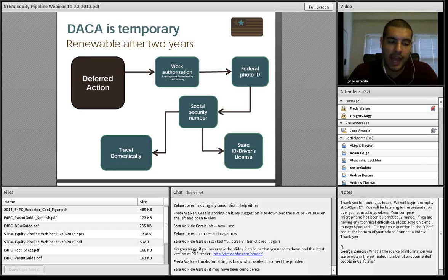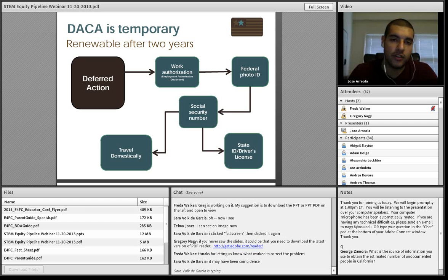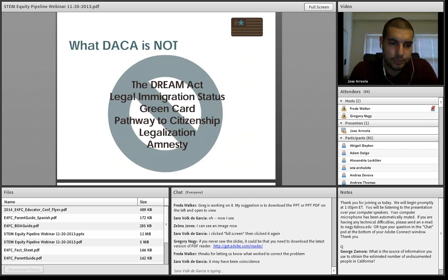Access to state IDs and state driver's licenses really depends on the state, right? We have states like California, obviously, where we were able to secure driver's licenses for DACA beneficiaries, although it was a little harder than we thought it would be, but that was pushed through. And there are states like Arizona, for example, that do not extend that benefit to DACA beneficiaries. So it does break down state to state.